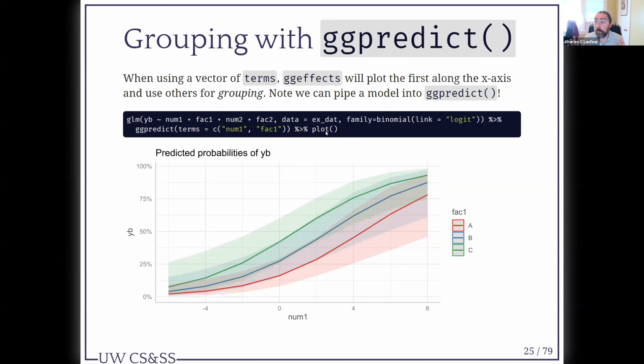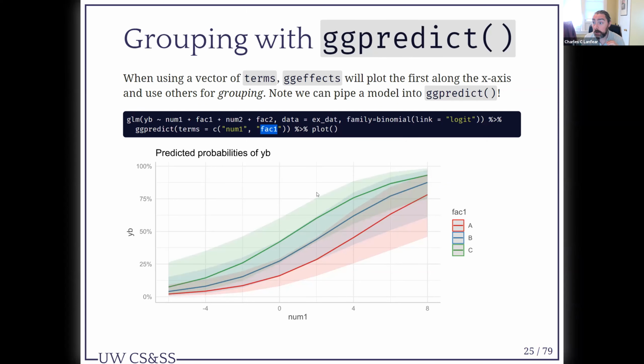So right away, you can see some power here. You can provide multiple variables at once, and it will provide multiple lines across all these things. If, for instance, num1 and fac1 have an interaction term between them, it will correctly model that interaction and produce lines of differing slopes across that factor too.